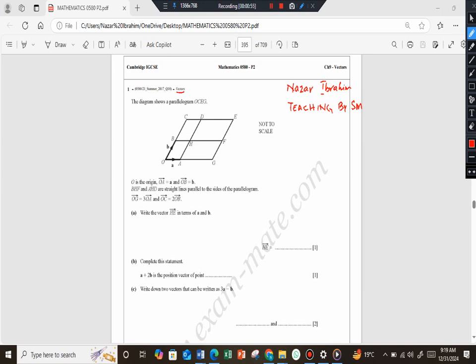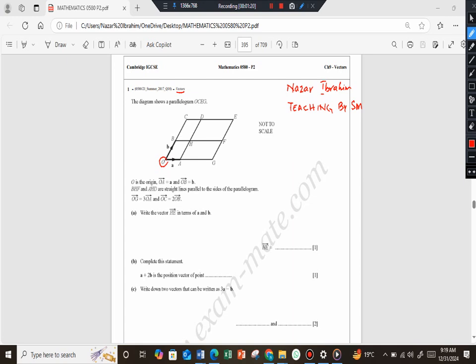Okay, the topic to be discussed today is vectors, as you all can see over there. So starting from the first question, the diagram shows a parallelogram OCEG. O is the origin, which is over here. OA is equal to a, OB is equal to b. BHF and AHD are straight lines parallel to the sides of the parallelogram. OG is equal to 3OA.